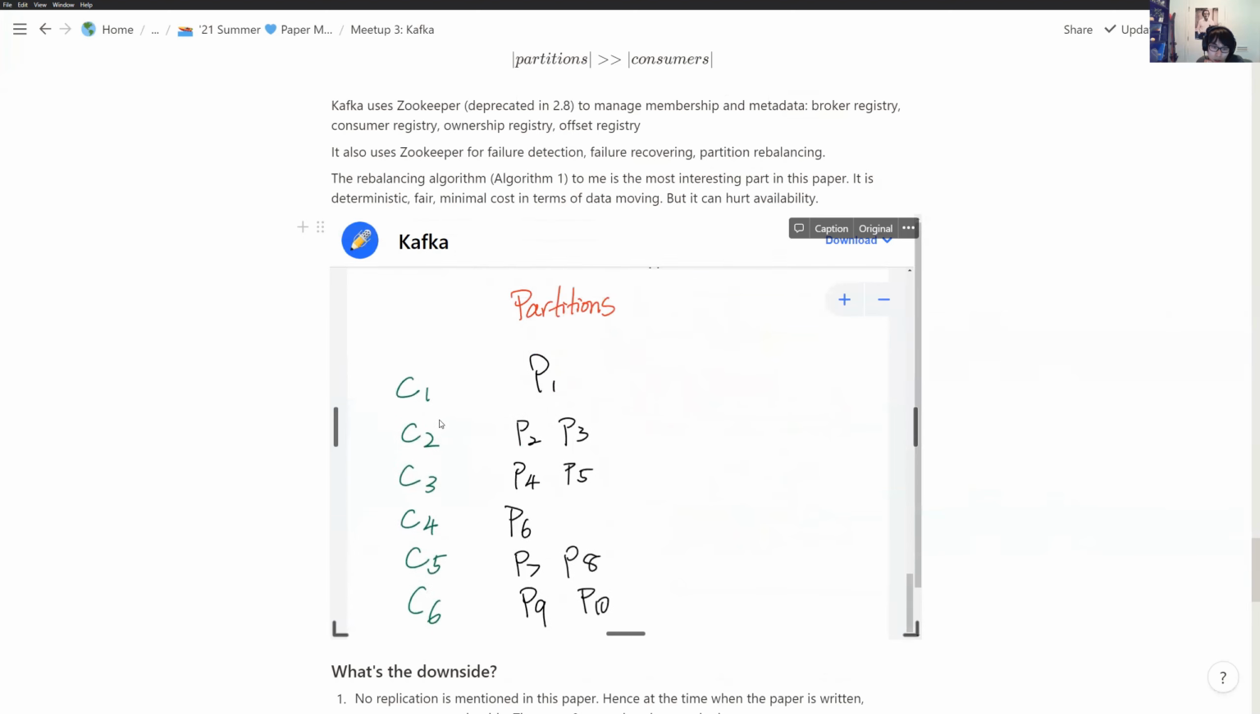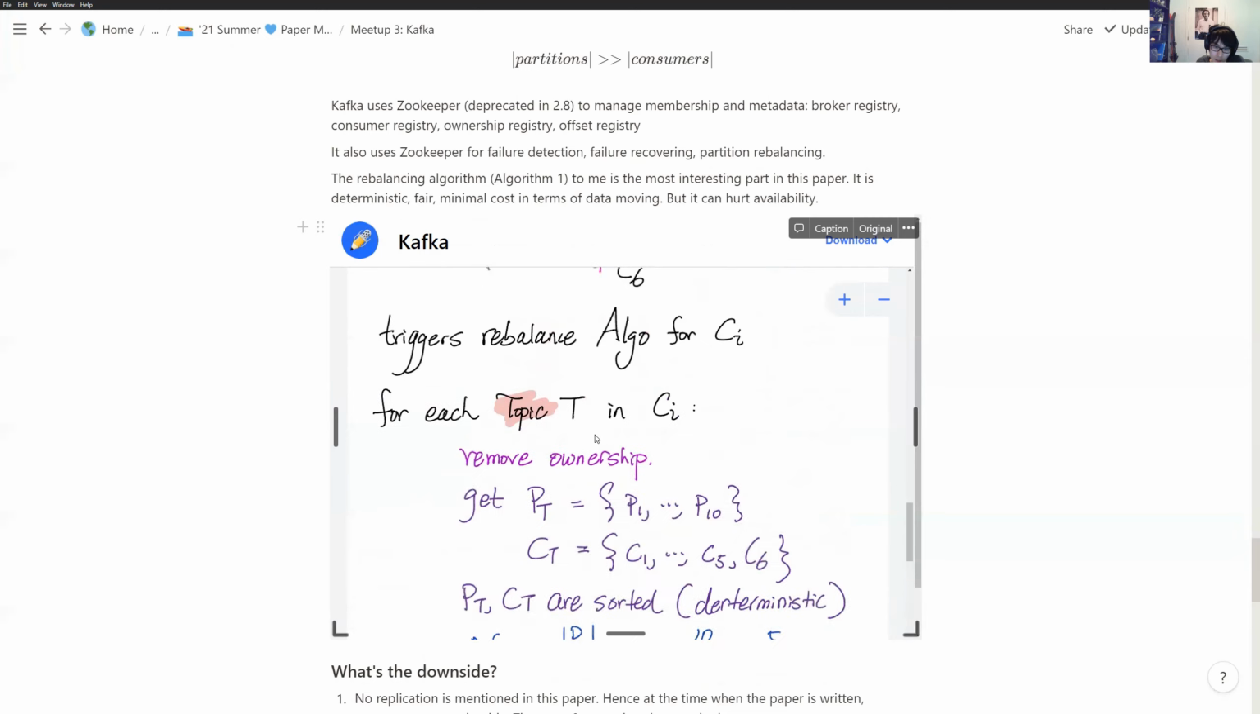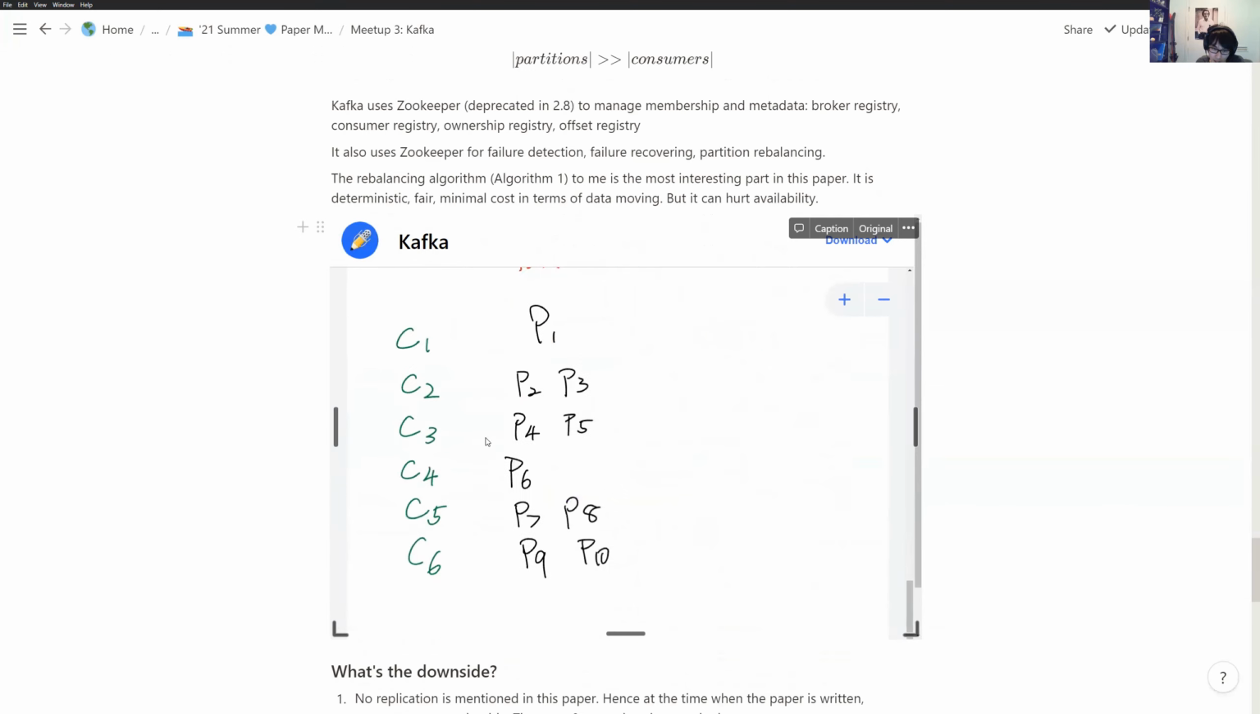So at the end of the day, the output of the rebalancing algorithm is going to be like this. C1 now owns P1 instead of P1 and P2. And C6, which is the new consumer, owns P9 and P10. And notice that there's no data shuffling, and this is just a reassignment of the partitions. And the partition number is being fixed. And I think that's important to know. You cannot change the number of partitions in a topic once it's been created.